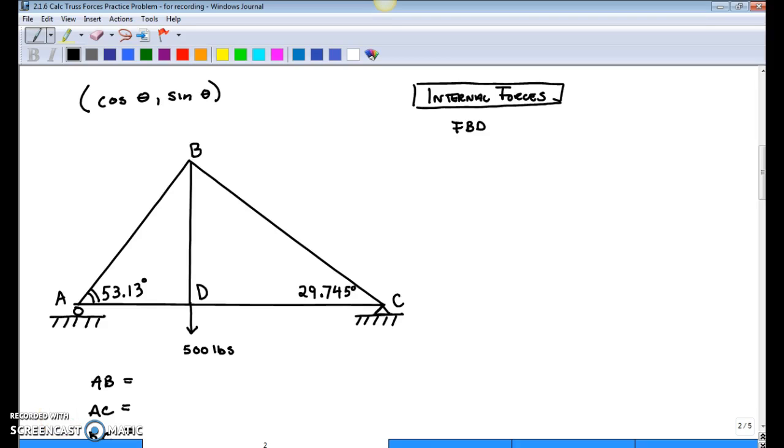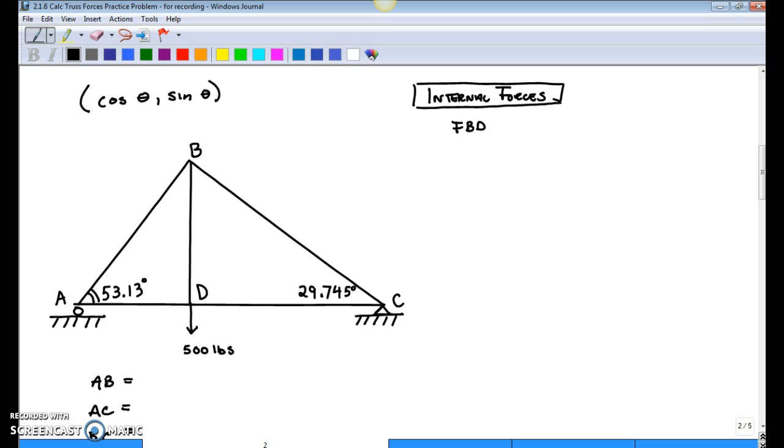All right, part 2 of the 2.1.6 truss force calculations, we're going to do our internal forces. Just as a quick reminder, we have the assumption that all members are in tension until we find that one of our internal forces is negative. In that case, that member is then switched to being in compression.